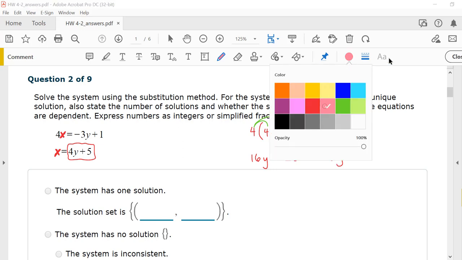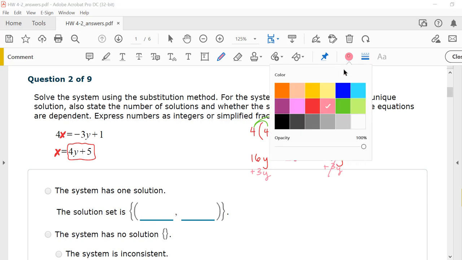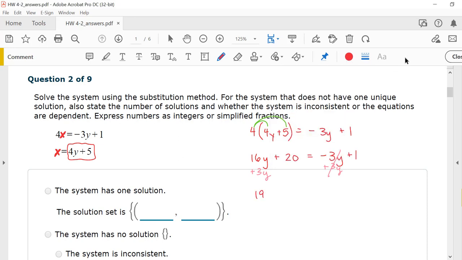I'm going to add 3y to both sides. So I get 19y plus 20 equals 1. Subtracting 20 from both sides leaves me with 19y equals negative 19. Dividing both sides by 19 leaves me with y equals negative 1. That's my y value, negative 1.